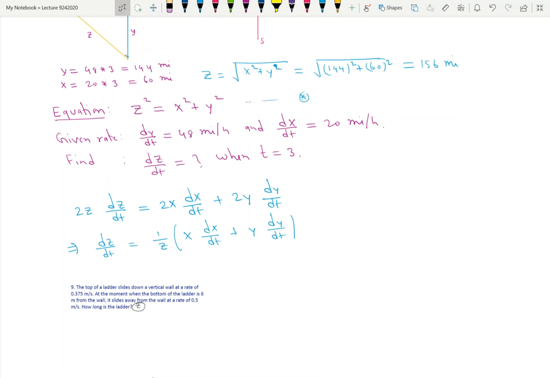So now plug all of this information here. So 1 over z is 156, x is 60, dx over dt is 20, y is 144, and dy over dt is 48, and after simplifying we will get 52 miles per hour. So dz over dt is 52 miles per hour.